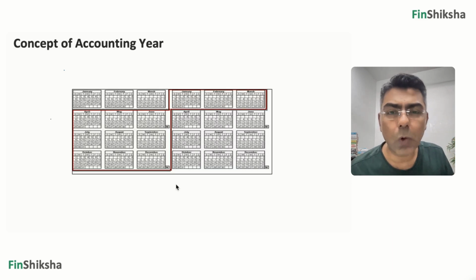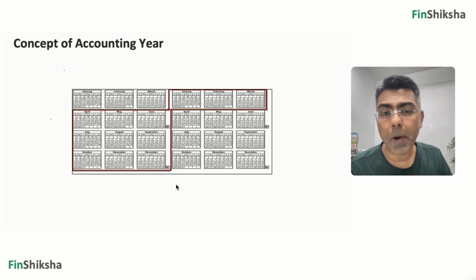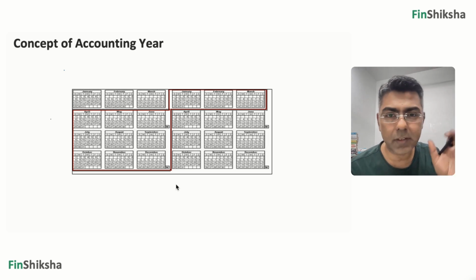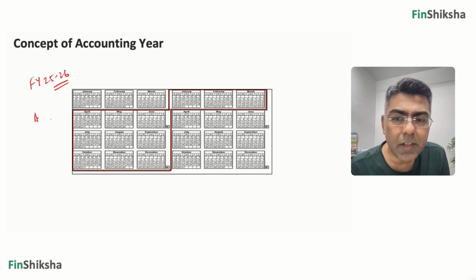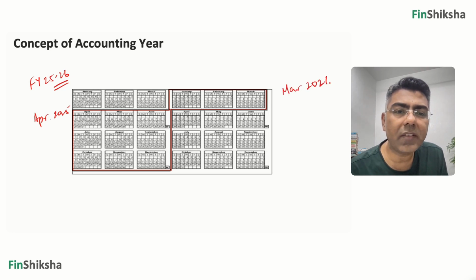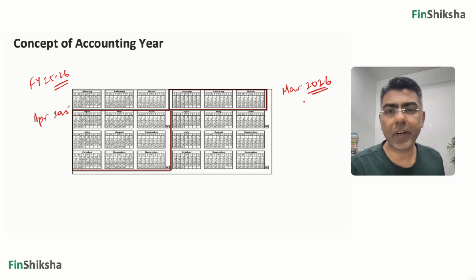Now, the concept of accounting year or financial year can vary from geography to geography. Here in India, we consider it from April of a particular year to March of the next year, and that's the financial year. So if I say financial year 25-26, this will start in April of 2025, and this will go on till March of 2026. That's the period for which this financial year would appear, right?